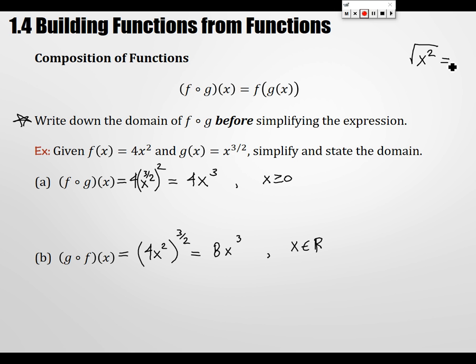Plug in some numbers. What is that? No. It's the absolute value of x. Absolute value. So if you want to simplify this, there we go. I think all now is right in the world.